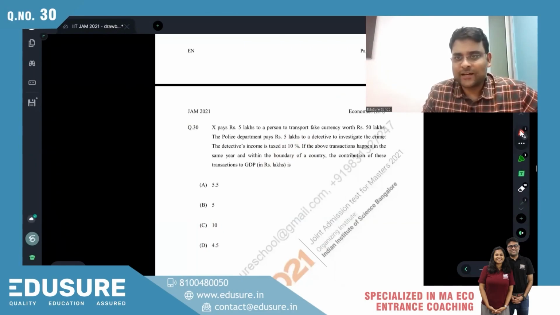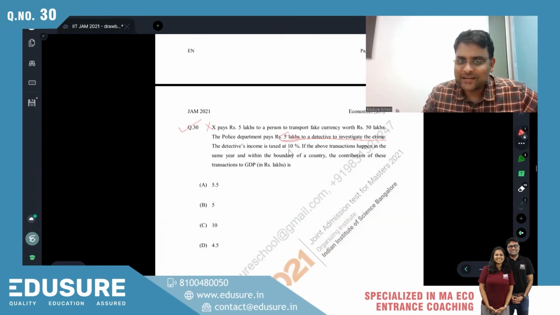So let's take a look at IIT JAM 2021 question number 30. ये एक नेशनल इनकम अकाउंटिंग का क्वेश्चन है जहां पर X pays ₹5 lakh to a person to transport fake currency. ये इलीगल एक्टिविटी है, ये जीडीपी का पार्ट नहीं बनेगा. The police department pays 5 lakh to the detective to investigate the crime. ये जीडीपी का पार्ट बनेगा. So this 5 lakh will form a part of the GDP.